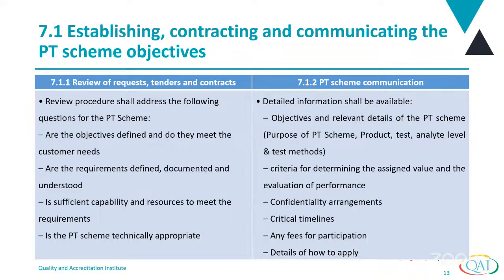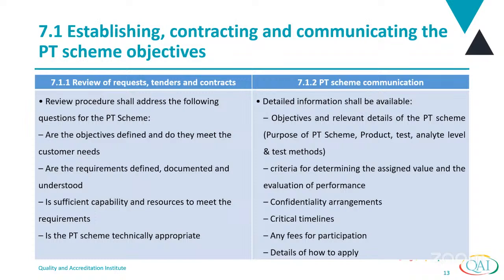So we'll start with the first clause under the 7th clause, that is 7.1, establishing, contracting, and communicating the PT scheme objectives. So the first is review of requests, tenders, and contracts. The review procedures should address the following questions for the PT scheme. The objectives must be defined, and do they meet the customer need? Are the requirements defined, documented, and understood?